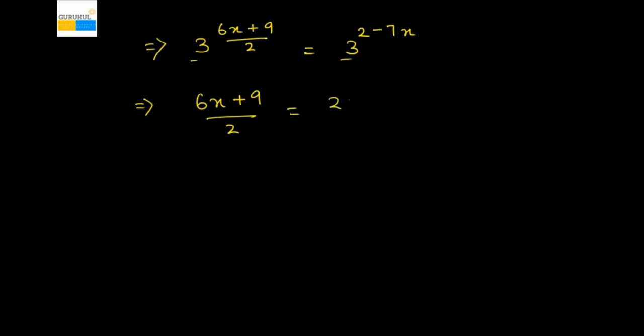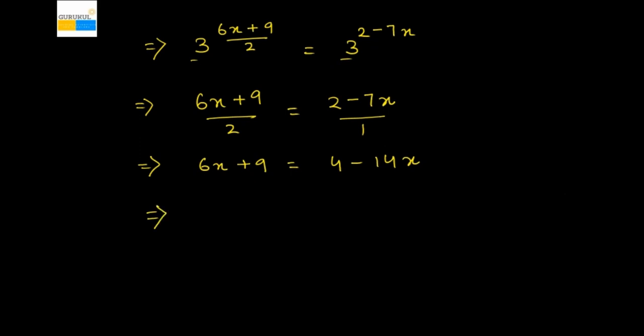So I can write 3 to the power 6x plus 9 over 2 is equal to 3 to the power 2 minus 7x. Now using the equality of bases, 3 is neither of 1, 0 or minus 1, so the powers can be equated. So it becomes 6x plus 9 over 2 equals 2 minus 7x. Now cross multiplying, the denominator here is 1, so you get 6x plus 9 equals 4 minus 14x.